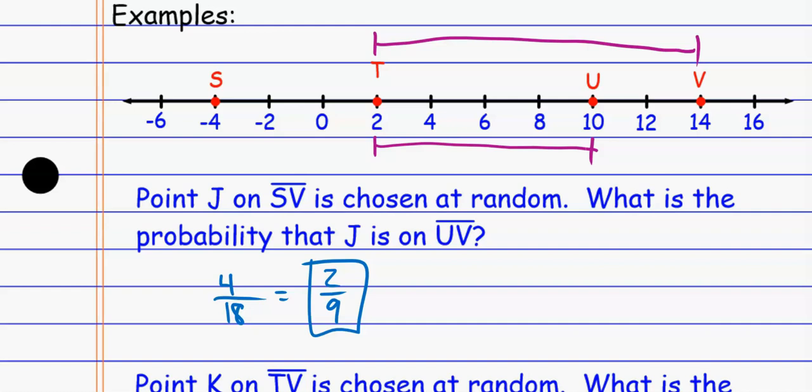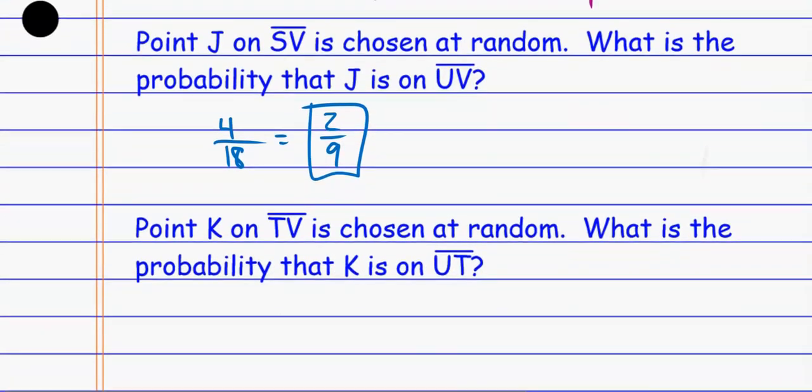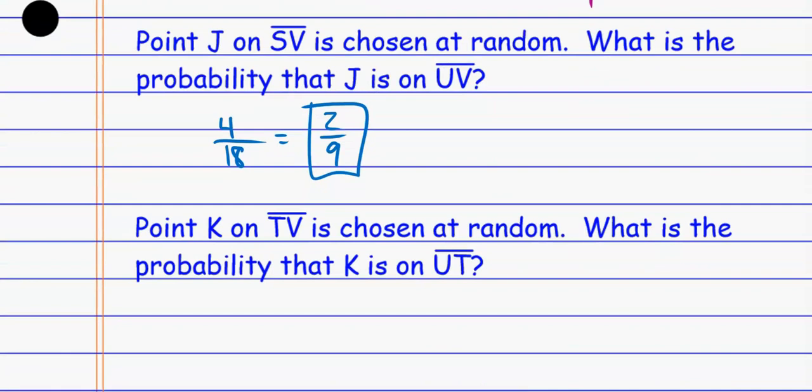So getting what I want, there's a length of 8 units that give me what I want. But the reality is that I have a total of 12 units that I could be landing on. So the probability for this is 8 over 12. There's a length of 8 units that I could land on to be on UT and get what I want, but there's a length of 12 units for my total possibilities. And of course, this reduces to 2 over 3.